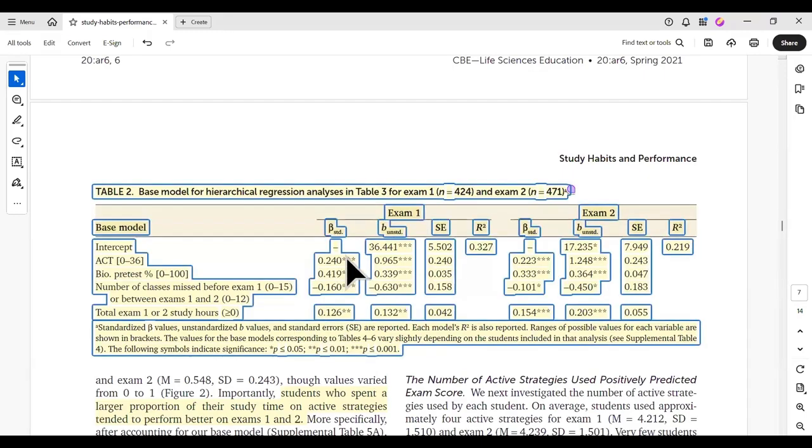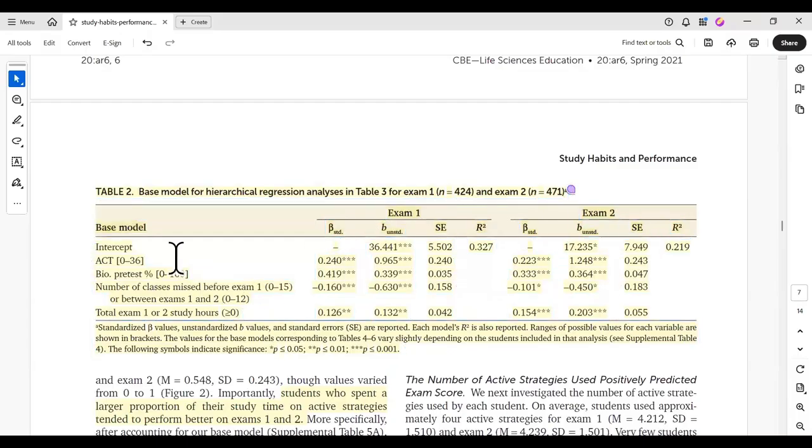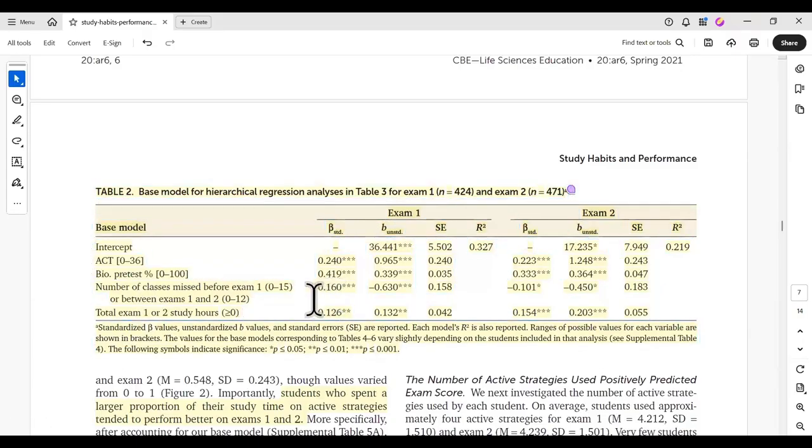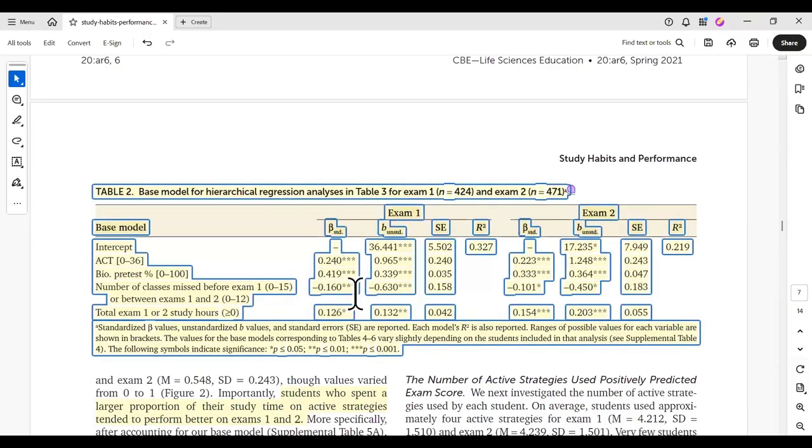All right, so we see that the prior preparation that students have, their score on the ACT and their score on a bio pretest, those things did have a significant effect on how well students did on exams 1 and 2. Also, the number of classes that they missed. Now that has a negative number. That means it is an inverse association. So the more missed days, the worse scores on exams. I expect that to be true.